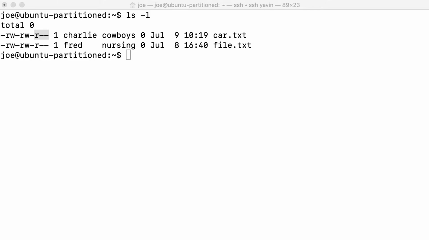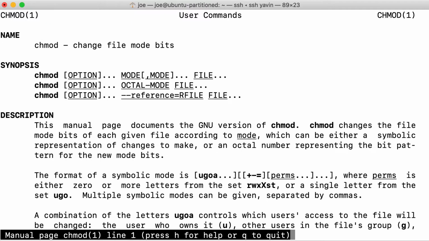I want to give you an overview of how to change the permissions of a file or a directory, and this is accomplished using the chmod command. Chmod. So look at the man page for that. Chmod, change file mode bits.